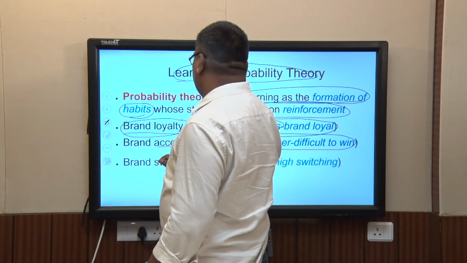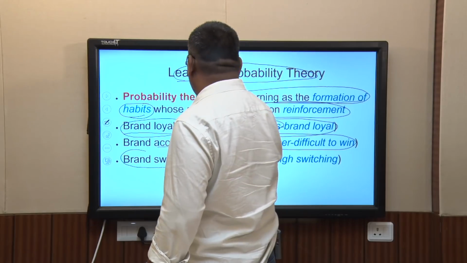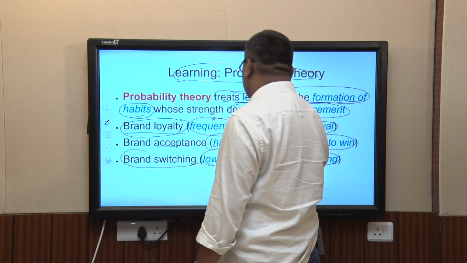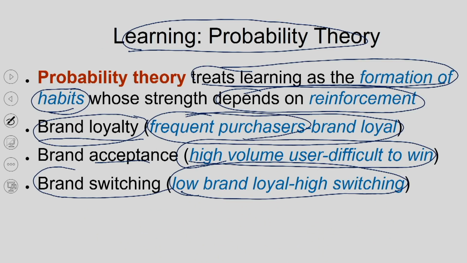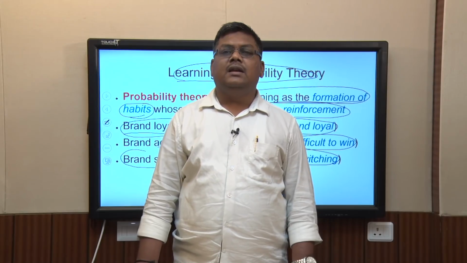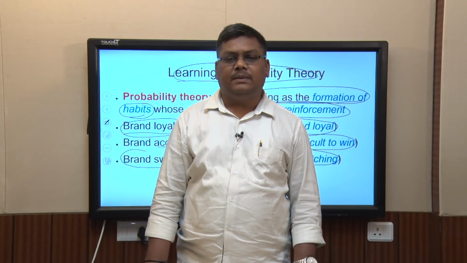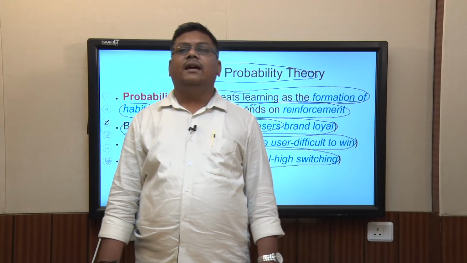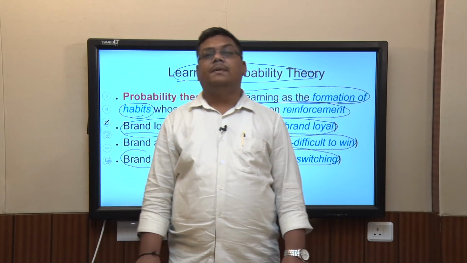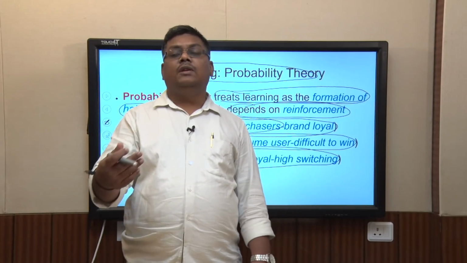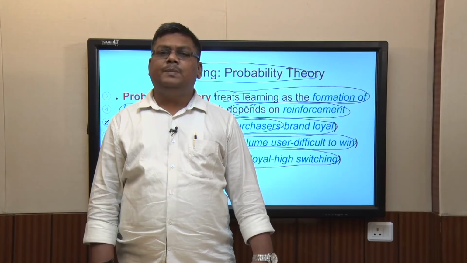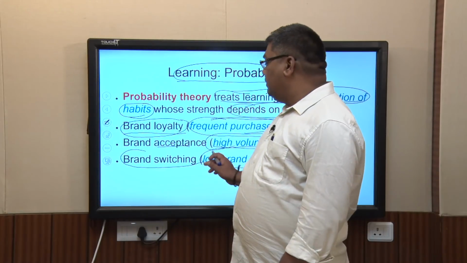The third factor, or the third output, is called brand switching. Low brand loyalty leads to higher switching. Those people who are very low on brand loyalty, who are not accepting of a particular brand, who do not buy a brand very frequently, or where there is enough time lapse between two occasions of buying, those people have very high brand switching.